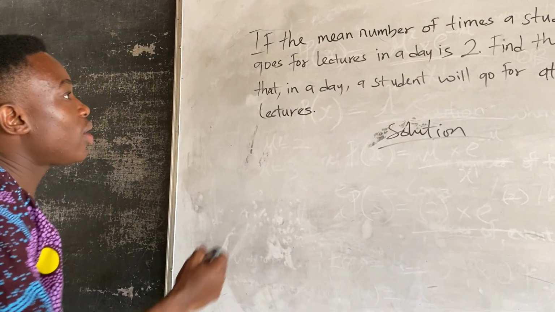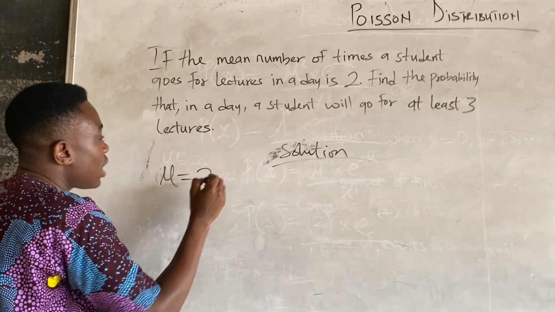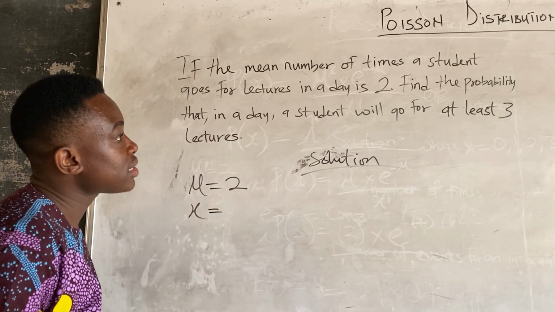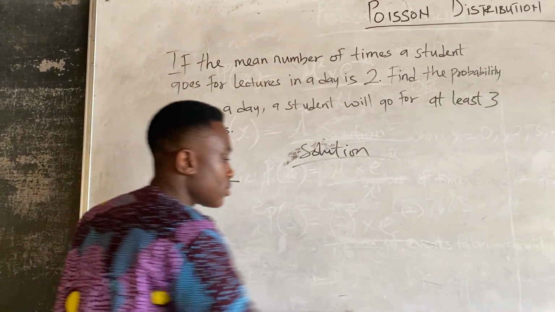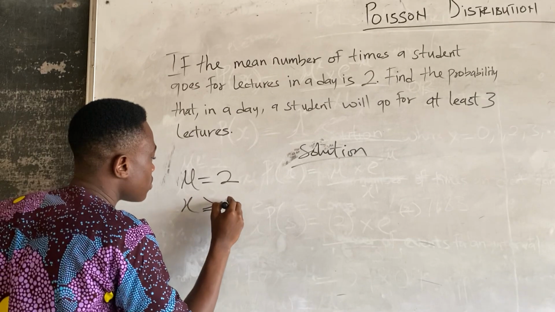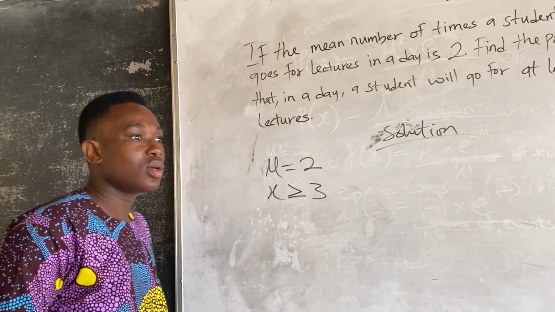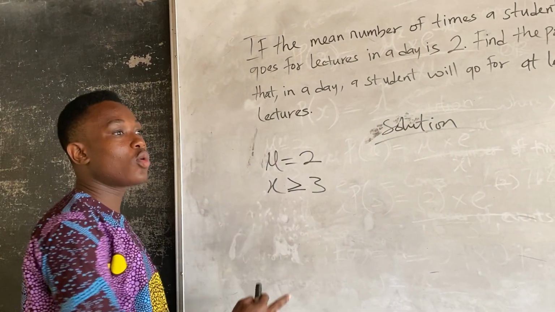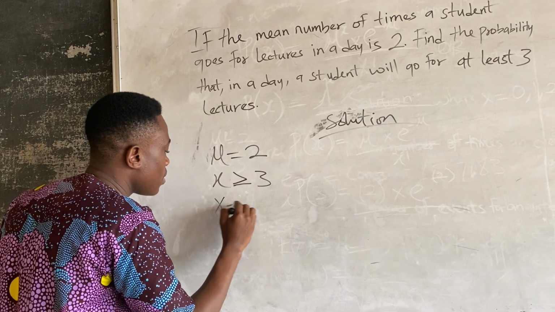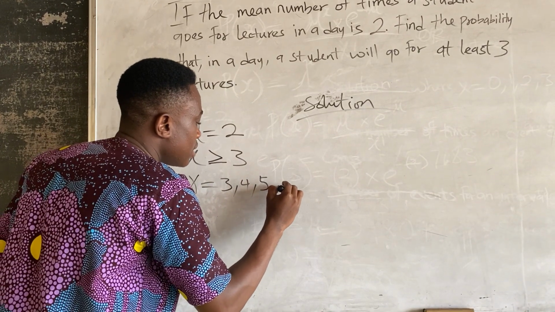So once again, we write down our variables. We have our mu as 2, and then we have our x. The question says at least 3 lectures, which means our x is greater than or equal to 3. For that reason, our x is 3, 4, 5, and so on.